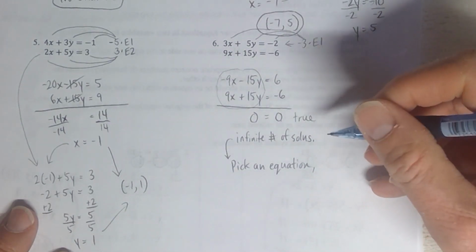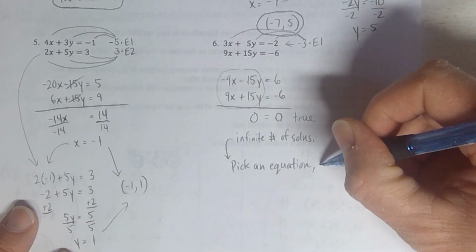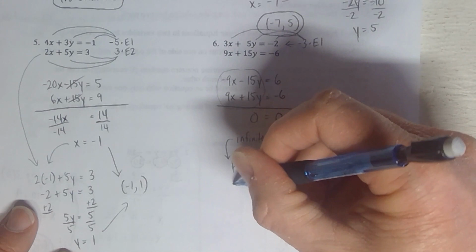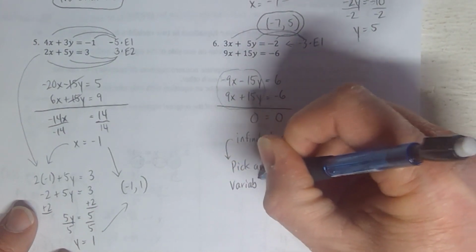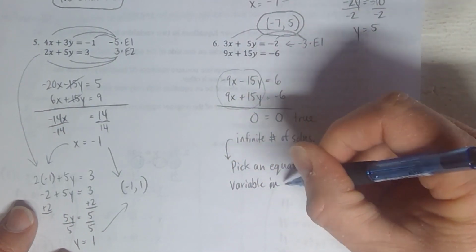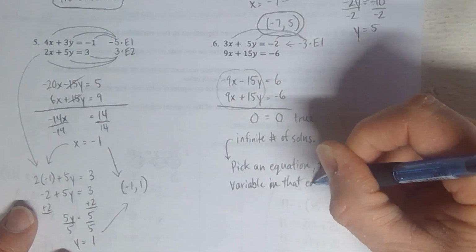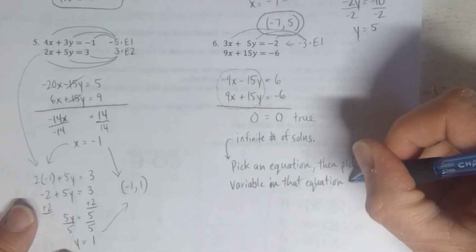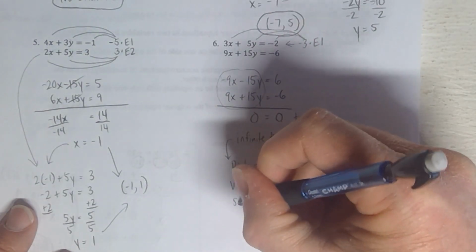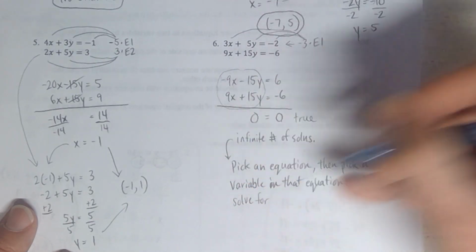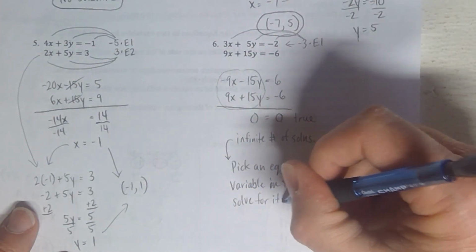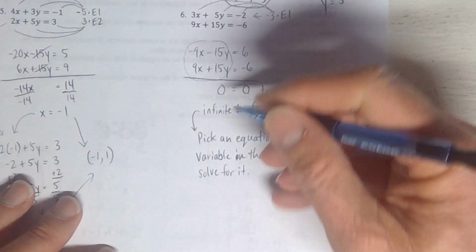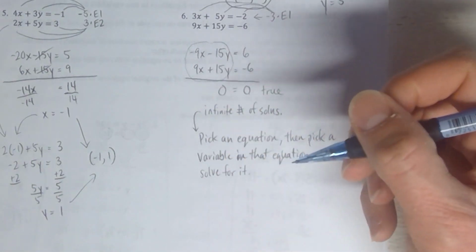So no matter which one you pick, you'll get the same answer. So you pick an equation, and then you pick a variable in that equation and solve for it, just like you do on the first step of the substitution method. Okay. Again, you only do this when you have an infinite number of solutions.